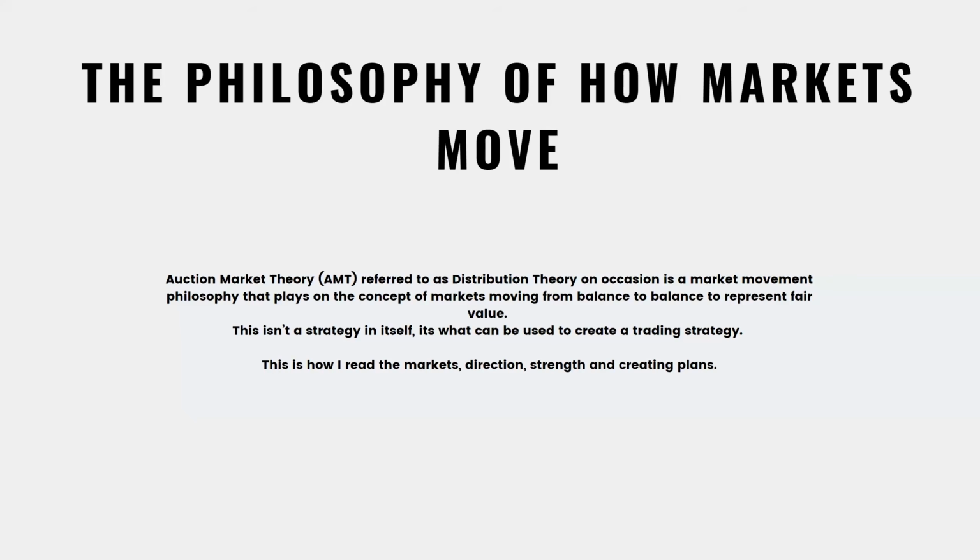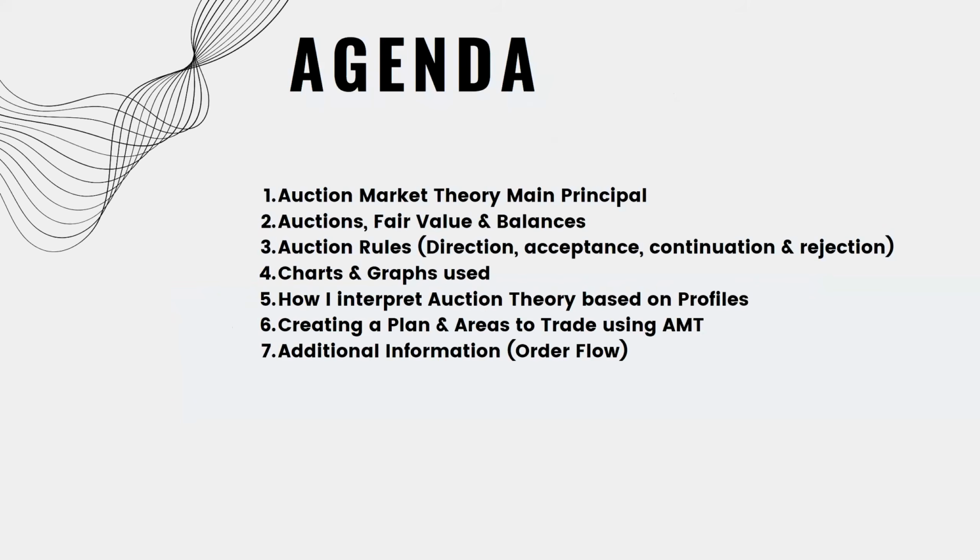So this whole lesson, this whole plan is how I read markets, understand the direction, strength, and create plans from this one philosophy. So let's go through the agenda, what I'm going to be mainly talking about today. We're going to go through auction market theory, the main principle, what it is, what it stands for, even though we've already done a decent intro. We're going to talk about auctions, fair value, and balances. We're going to talk about auction rules, direction, acceptance, continuation, rejection. And then we're going to go through the charts and the graphs that are used and how I interpret auction theory based on profiles. And from there, we're just going to dive into how we can start formulating a strategy out of this. So without further ado, let's dive right in.